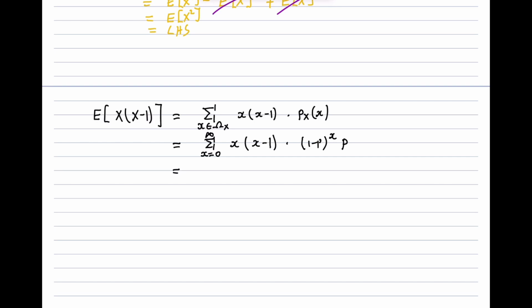From here, what we notice, or two things we're going to notice, is that when x equals 0, this expression here collapses to 0 because of the first term here being 0. When x is equal to 1, the next terminal, or the next point in the index, the x minus 1 collapses to 0, and therefore the whole expression collapses to 0. And so we can actually rewrite the terminal as just starting at 2.